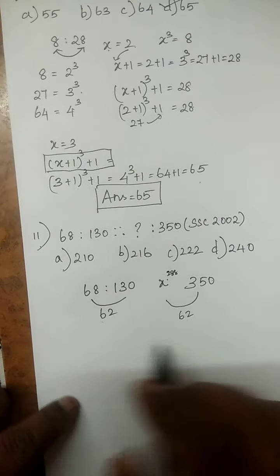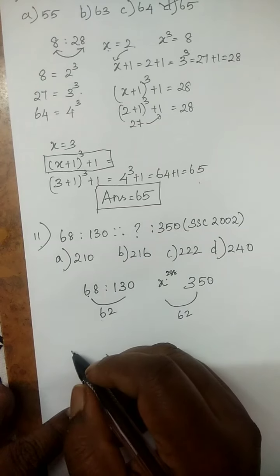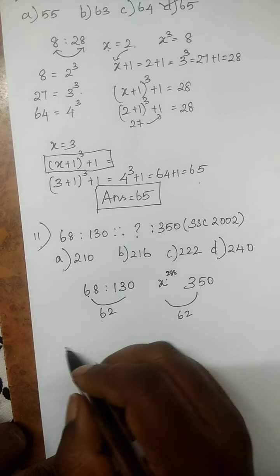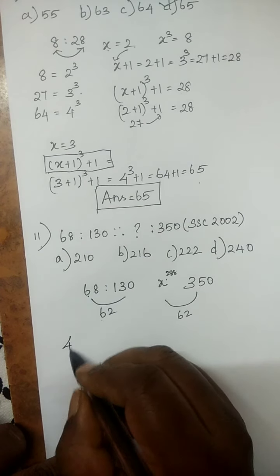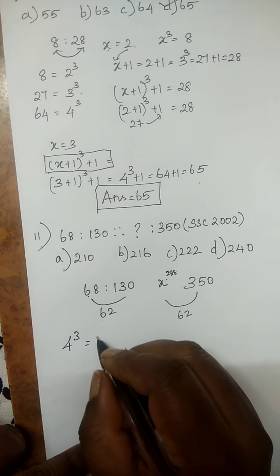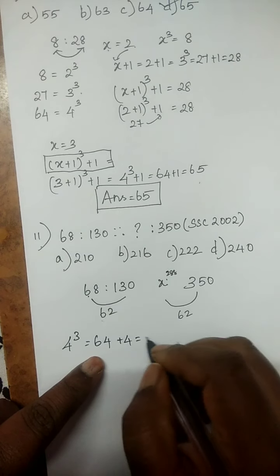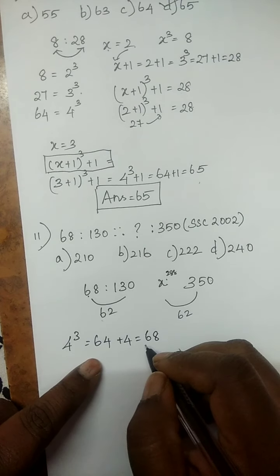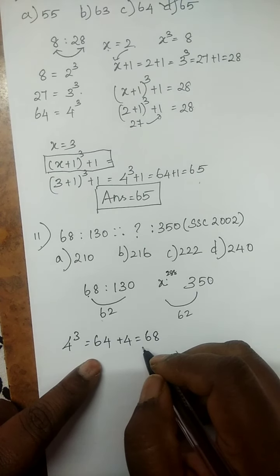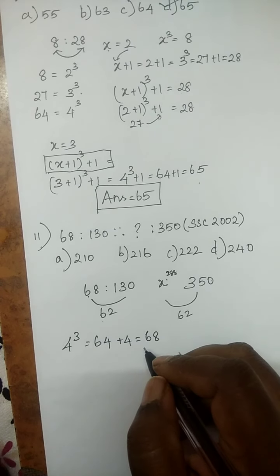So let's take the first one, 68. 68 is near to some cube. What's the cube? 4 cube. 4 cube is nothing but 64. 64 plus 4 gives 68. Am I right? Yes.